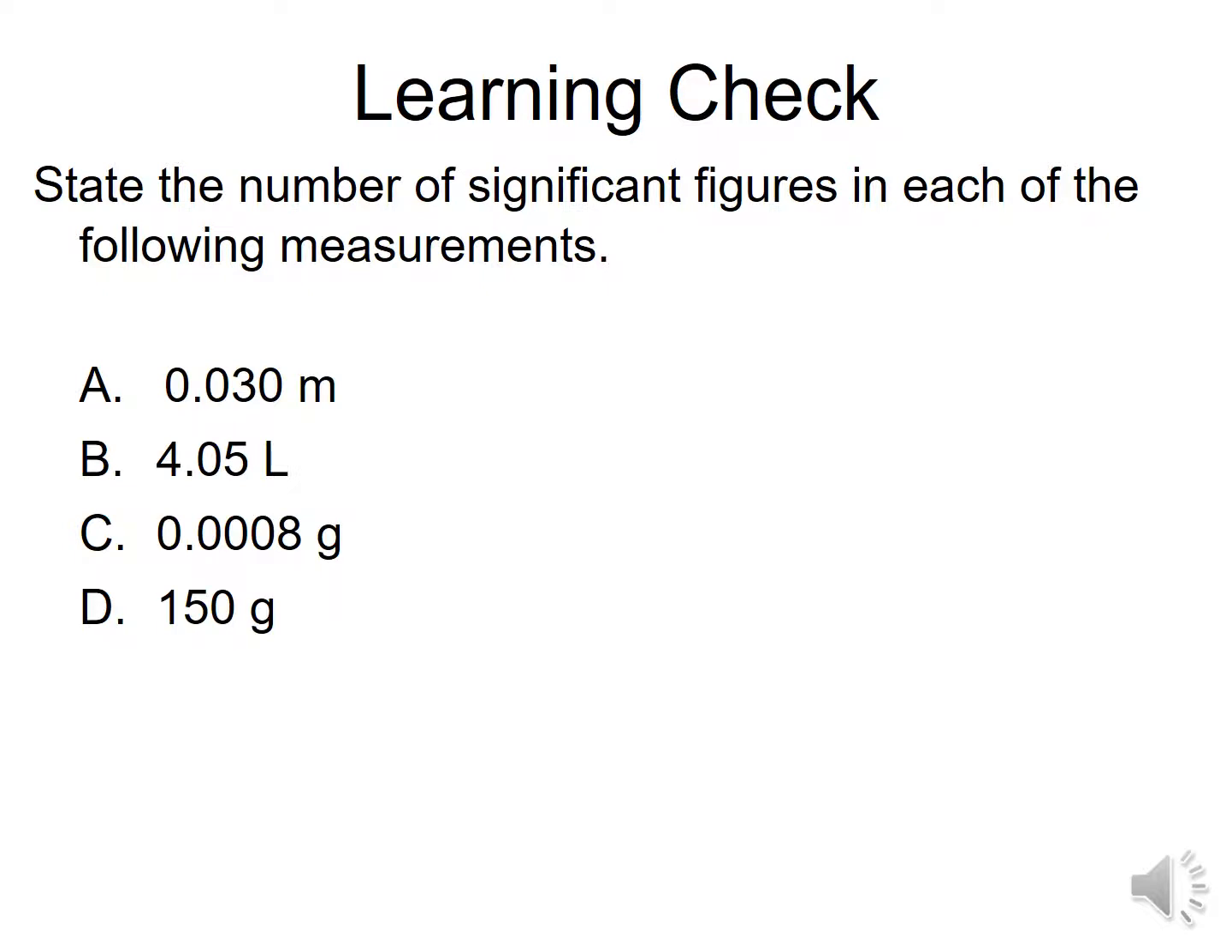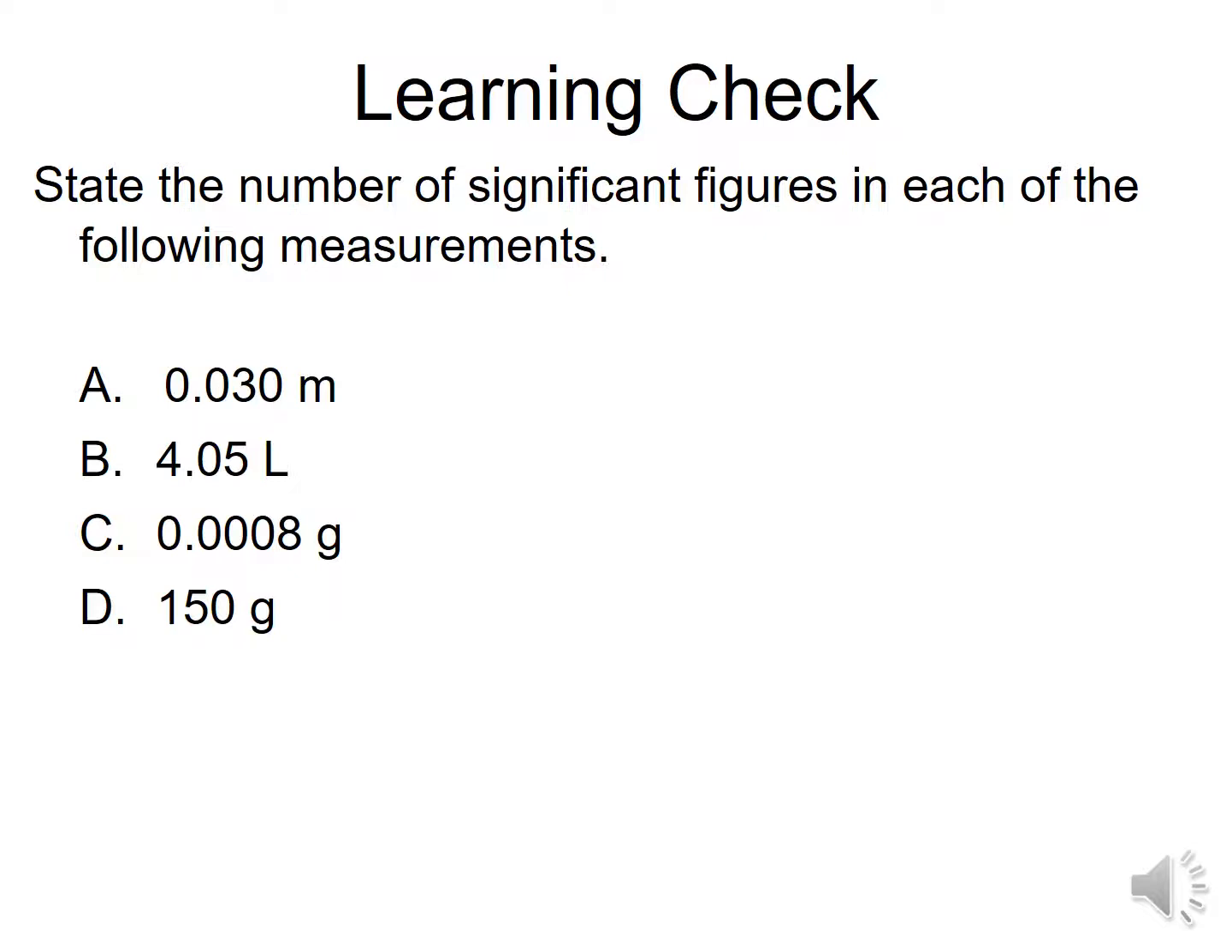Let's check you on this. 0.030 meters. Write down how many significant figures you think it has. Remember, the decimal is present, so start counting with the first non-zero digit, the 3. 0.03. The zeros on the left are not sig figs, the 3 is, and the 0 after it is. So that would be 2 sig figs. 4.05, here we have a trapped 0, 0 trapped between non-zero digits. Remember, those are significant figures, so that would be 3 for letter B.